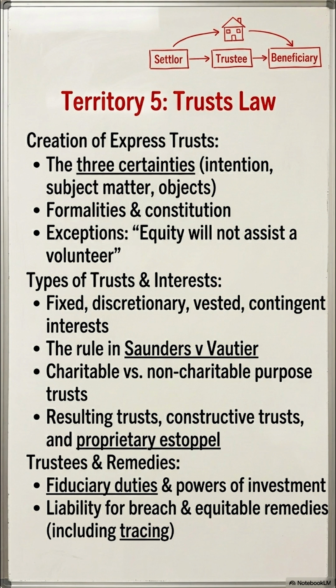Trusts law also features heavily. You must know how express trusts are created, the three certainties, formalities, constitution, and the exceptions to the rule that equity will not assist the volunteer. Beneficial interests can be fixed, discretionary, vested or contingent, and the rule in Saunders v. Vautier may apply. You need the differences between charitable and non-charitable purpose trusts, the nature of resulting trusts, constructive trusts of the family home, and proprietary estoppel. You must understand fiduciary duties, trustee powers, investment obligations, liability for breach, and equitable remedies, including tracing.